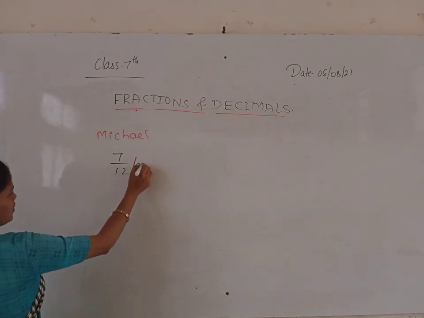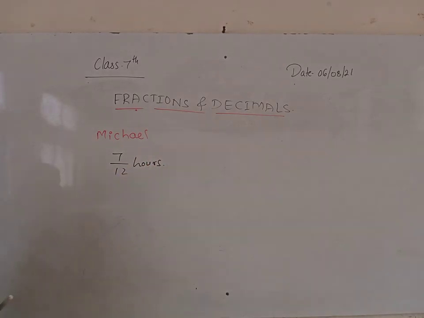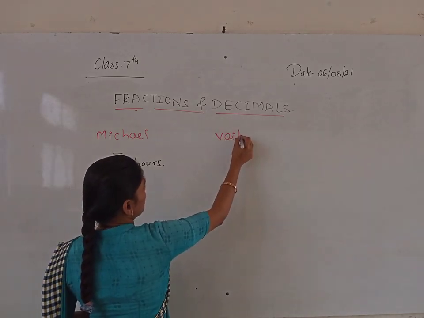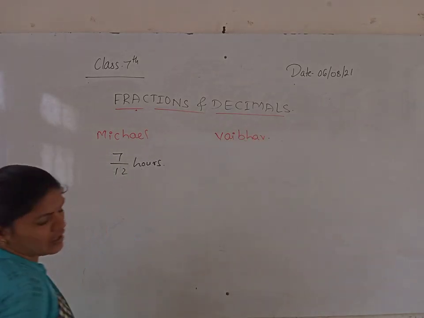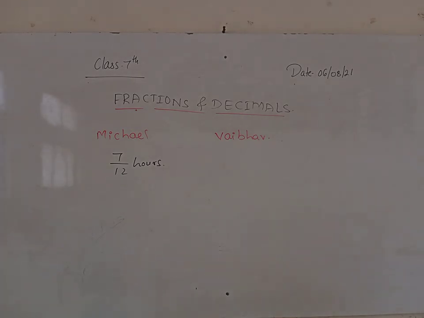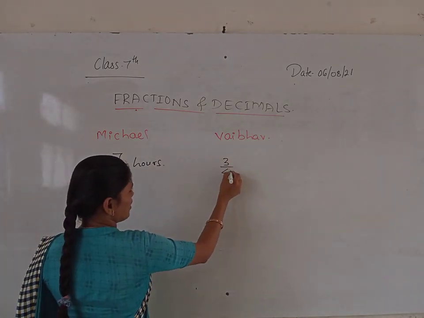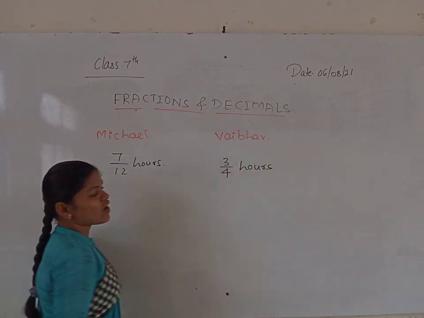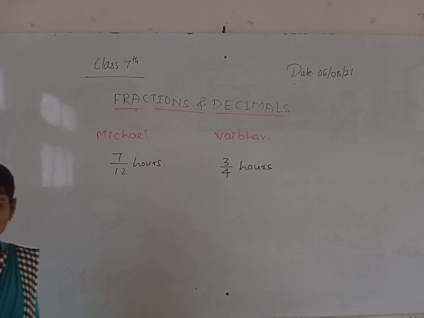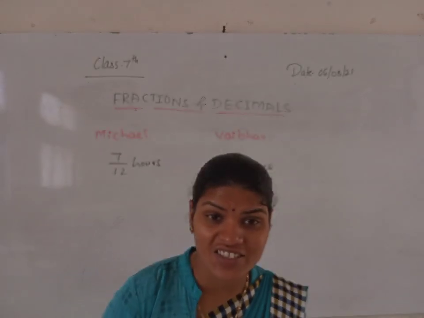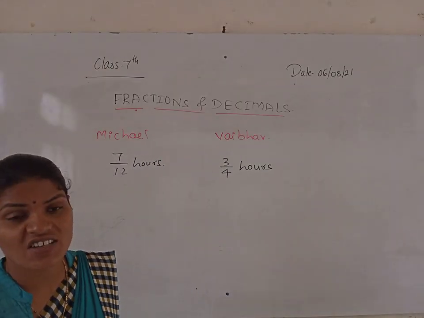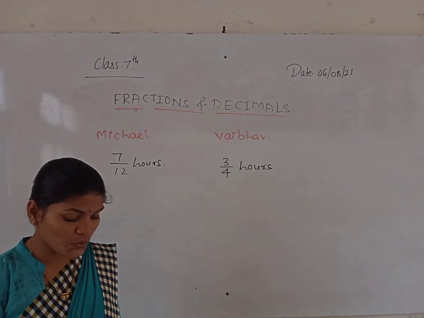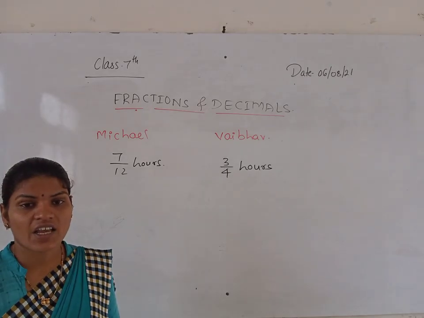Vaibhav took the time for coloring the picture. How many hours? Vaibhav took 3 by 4 hours. Who has taken more time or longer time and by what fraction? So what is this question here? Comparing the fractions. Yes, this comparison of the fraction you have studied in class 6. And again yesterday I showed you how to compare the fraction in a second question.